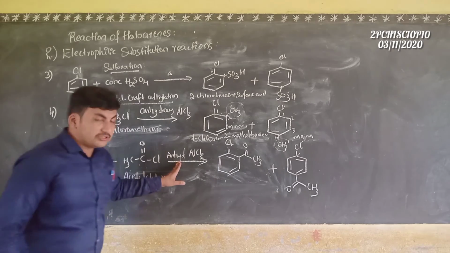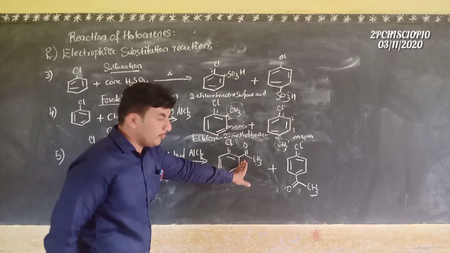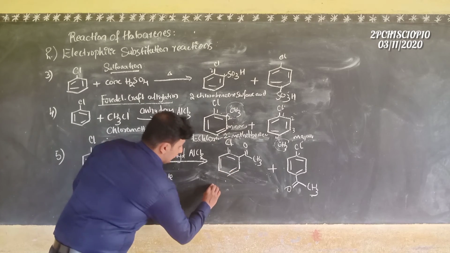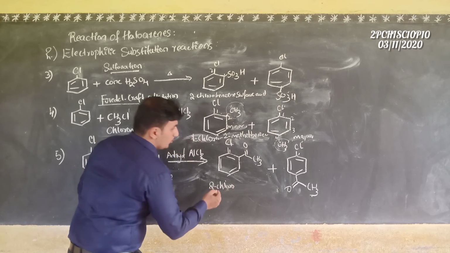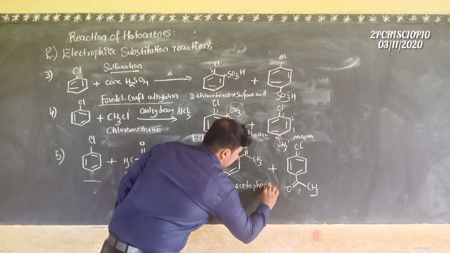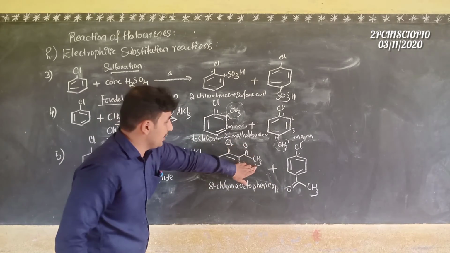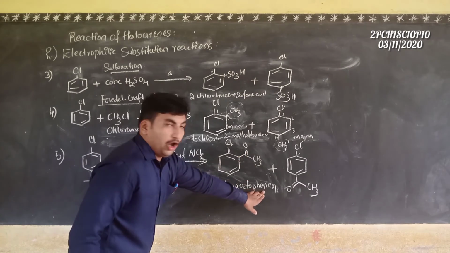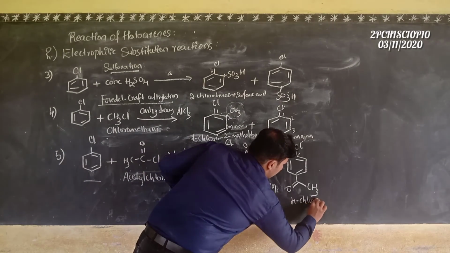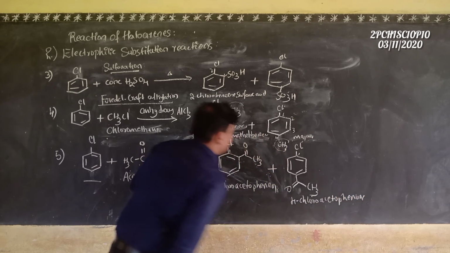Acetyl chloride, in the presence of anhydrous aluminium chloride, a mixture of two products is obtained. One is at the ortho position and one more is at the para position. Now, what is the name of this first one? It is 2-chloro acetophenol. This is the aceto group. Why is it a phenone? It is a keto group, right? Keto group, C double bond O, CH3. 2-chloro acetophenone. And one more is 4-chloro acetophenone.